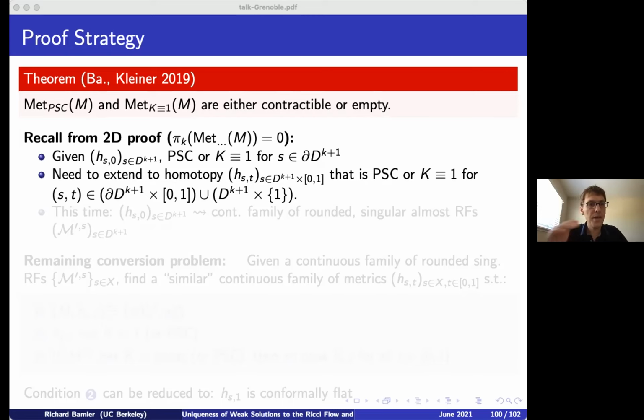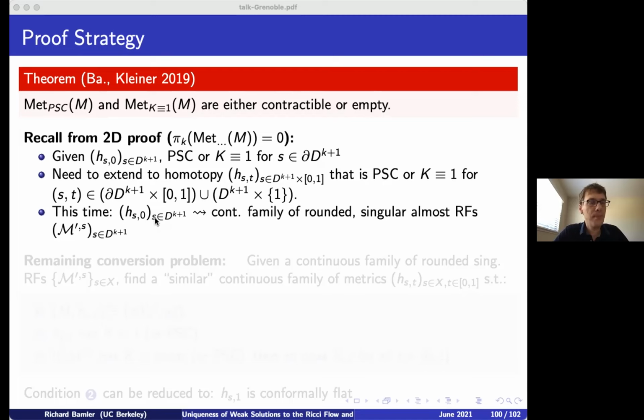All right, so this is what we can do in the two-dimensional case, because we can really construct these families of metrics easily via the Ricci flow. But in dimension 3, this time, h as 0 only gives us a continuous family of singular Ricci flows, which we can round to produce a continuous family of rounded singular almost Ricci flows. Right?